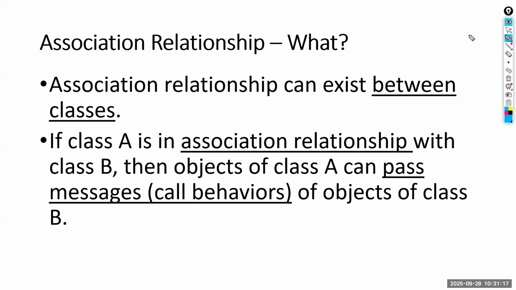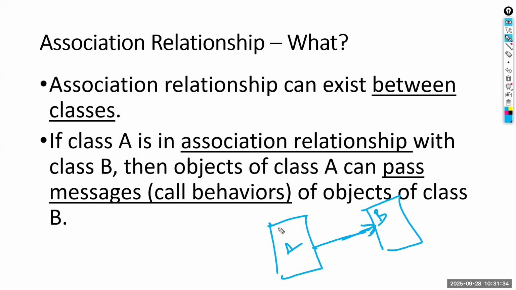So what does it mean by a class A associated with class B? Class A associated with class B means the object of class A can call behaviors of the object of class B. Simple as that. Or we call it a message. If there's no association, you can't do that.